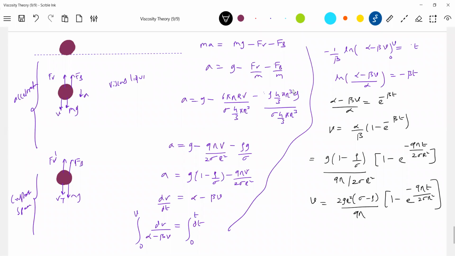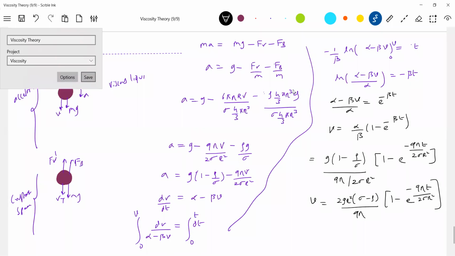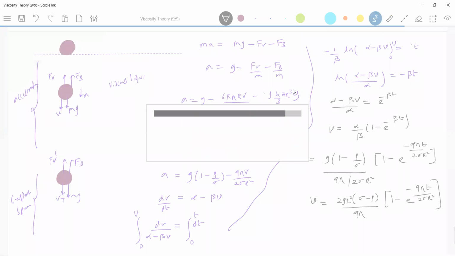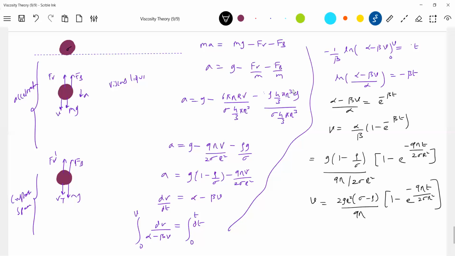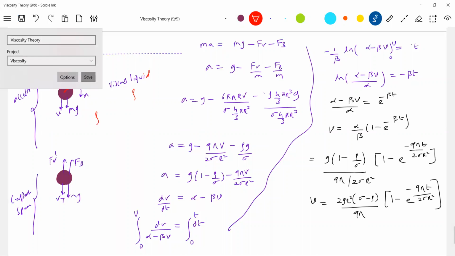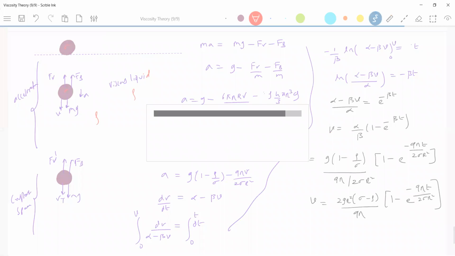Anybody, how will this graph be? Can you remember some graphical problems we did at the very beginning, the math background? The graph will be exponentially increasing. It will not increase linearly. The speed will not acquire terminal velocity linearly.